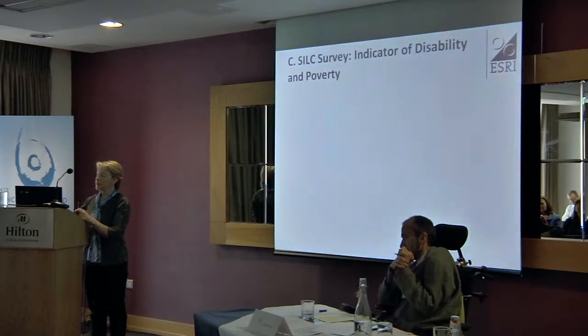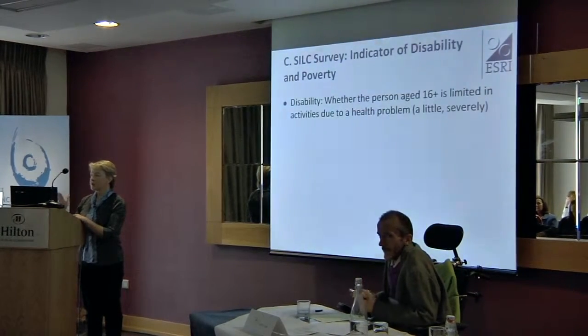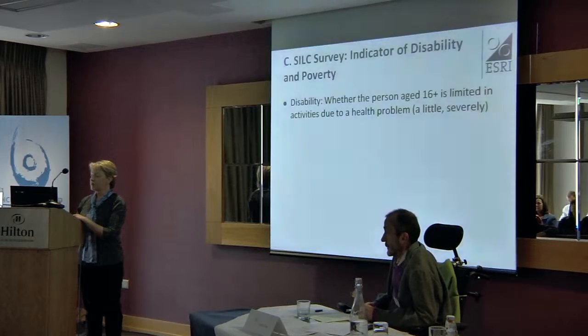I'm going to turn very briefly to indicators of poverty and deprivation. We're turning to a different survey now, and the measure of disability is whether the person, an adult, age 16 or over, is limited in their daily activities due to a health problem, and whether that limitation is a little or severe.